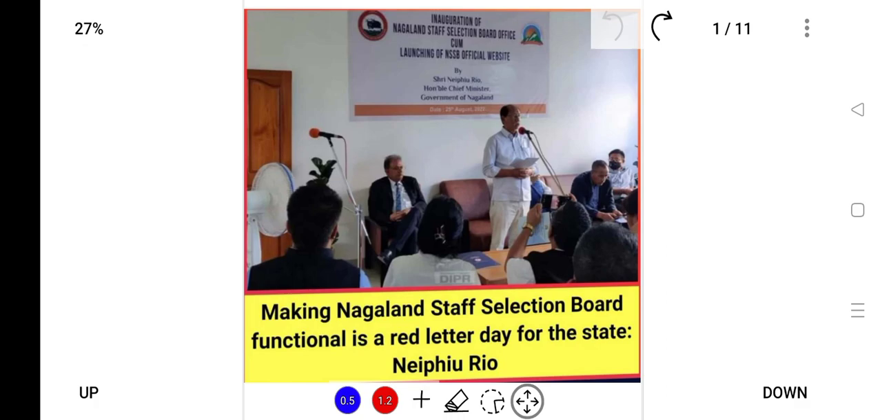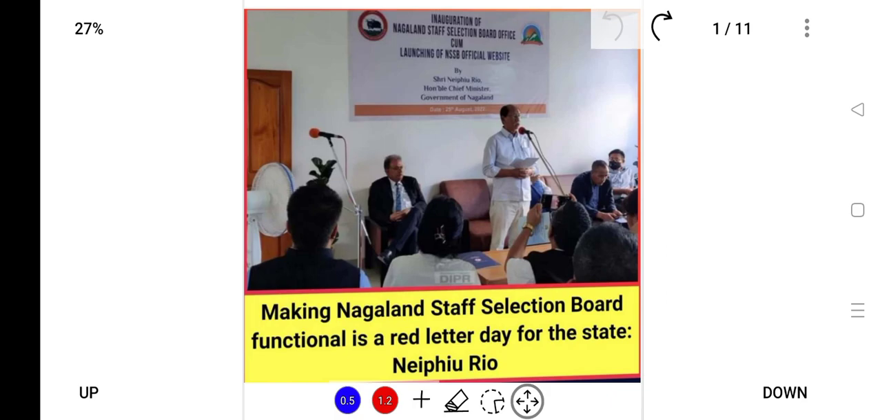As you have already seen in the news, the Nagaland Staff Selection Commission office was inaugurated this week, and it will be in operation very soon. The news is that in the coming week, the notification will be out for NSSB posts for grade 3 and 4, which will have a separate exam.